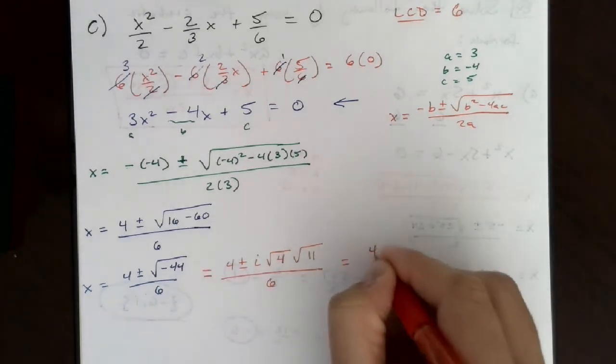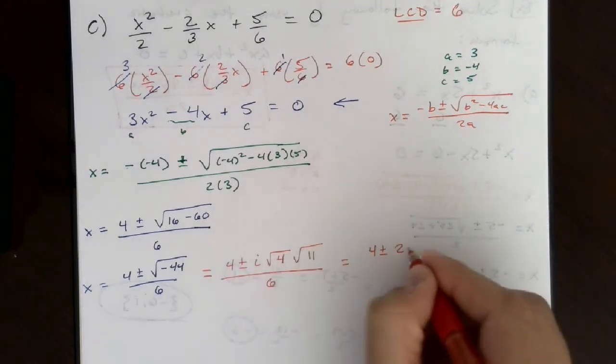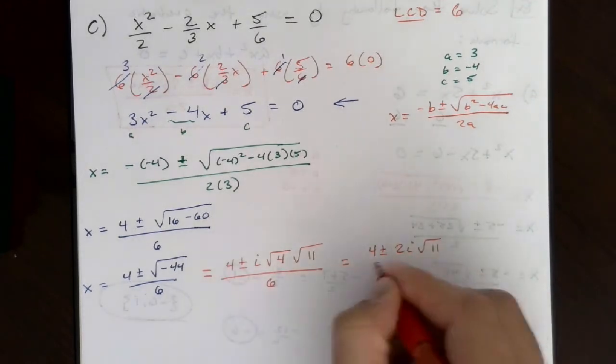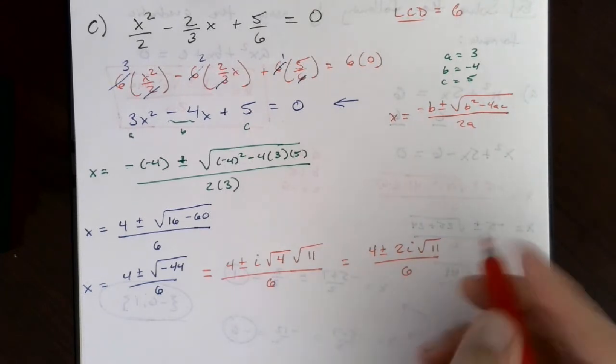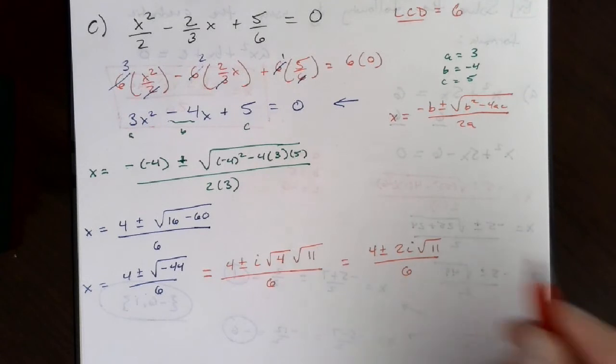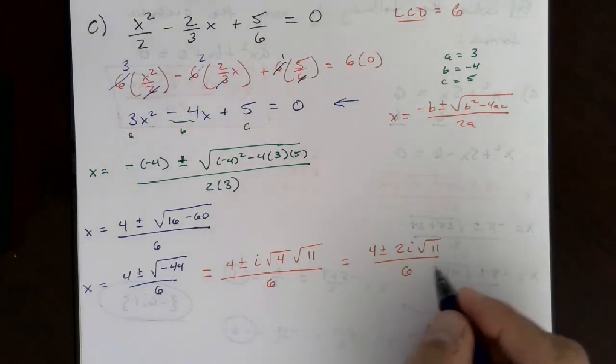And you look with 4 plus or minus i square root of 4. Square root of 4 is 2, so we'll write that as 2i square root of 11 all over 6. Now, you could leave it like this, but this does reduce. There's two answers here. And there's two ways you could do it.